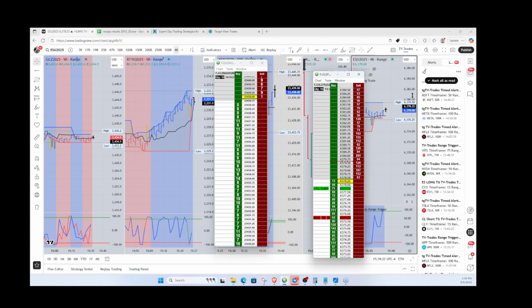And now this is the 4 range on the ES. I don't normally trade this anymore. I did for 10 years. I traded the 4 range, but it's been a long time since I've done that.